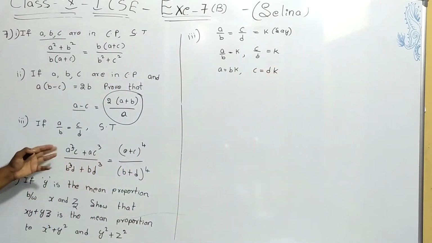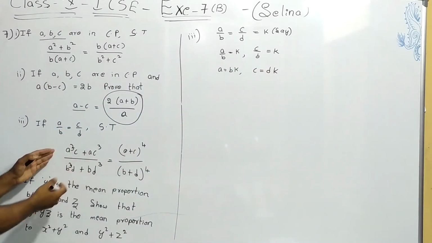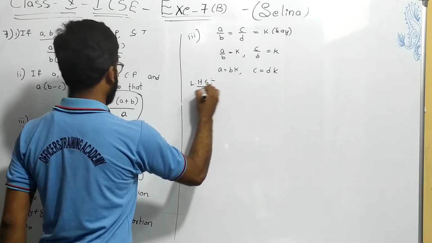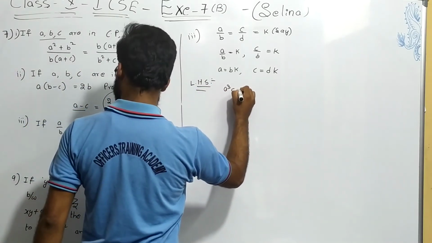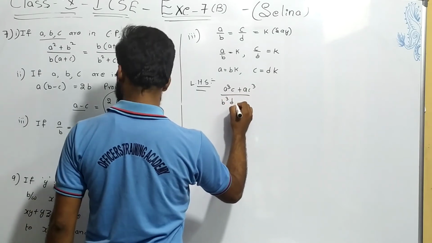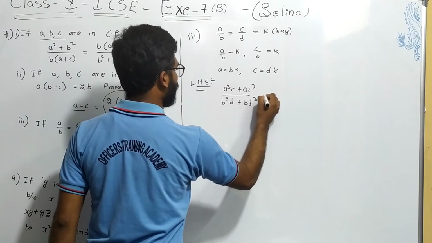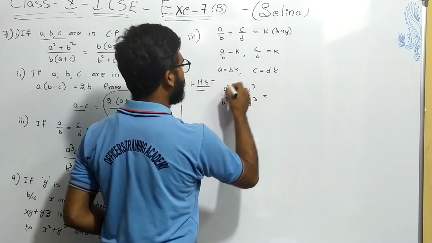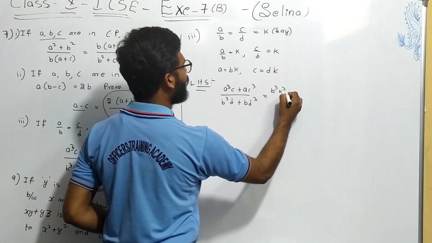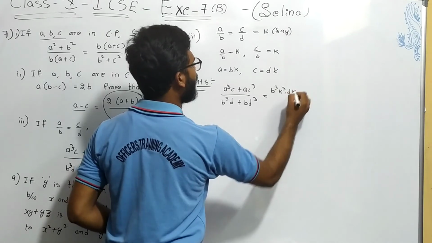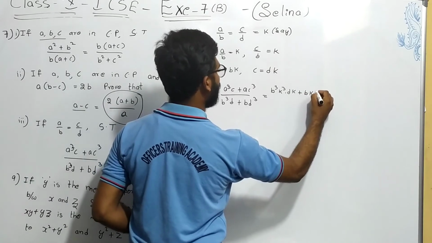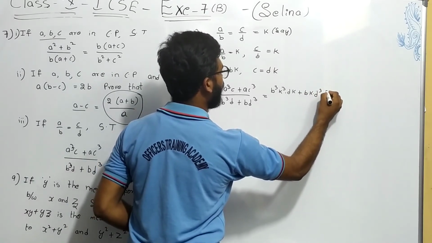If you observe here, in the numerator we will be having only AC, right? So we have to substitute in the place of A. So LHS is how much? LHS is A cube C plus AC cube by B cube D plus BD cube. That is equal to, so I am substituting here in the place of A, how much it is? BK whole cube. So B cube K cube into DK plus BK into D cube K cube, right?